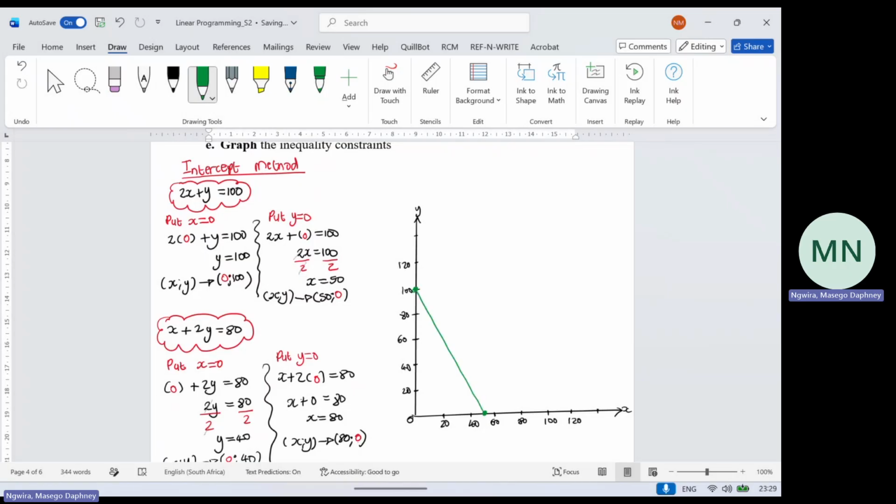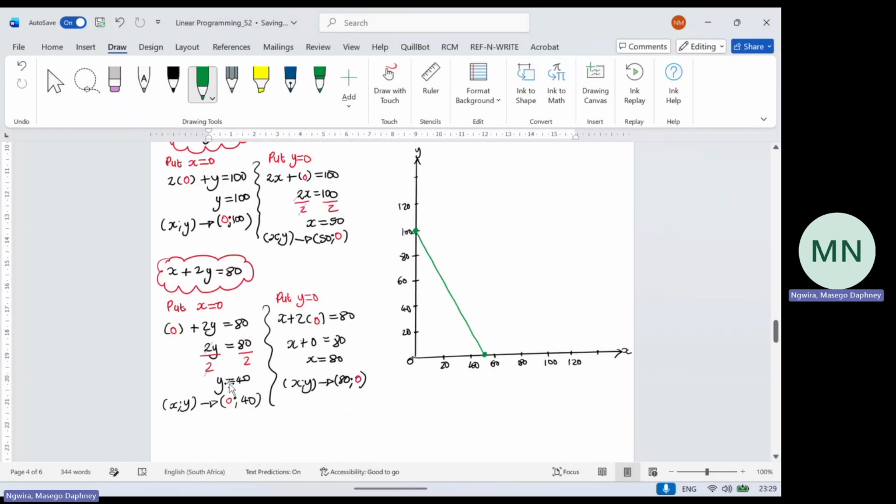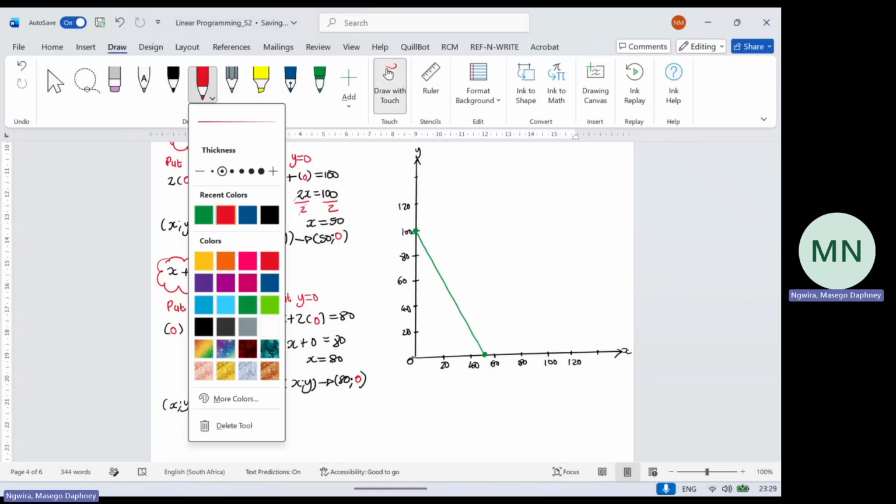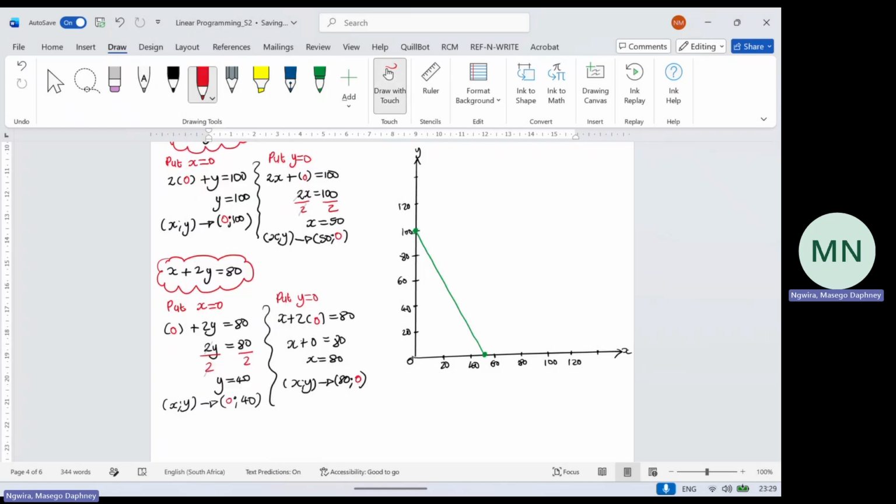And then now we move on to the second function. Second function is, okay, we have 40, y is 40, x is 80. Okay, let me just use the red one. Y is 40, go to 40. And then x is 80, I go to 80. That's it. Then you just join the two. And then you're done. Don't try to confuse yourself. Okay, and then that's it.